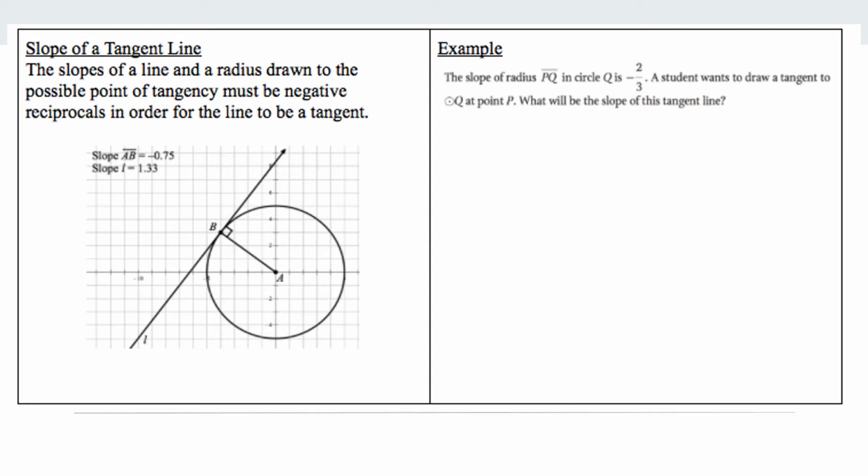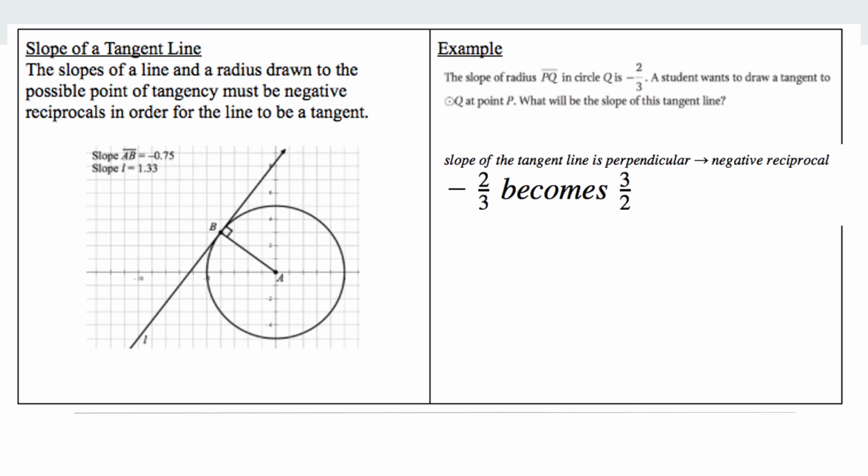So the slopes of a tangent line and the radius it intersects are negative reciprocals. So if one has a slope of 4/3, the other one would have a slope of negative 3/4. So in this case, we have a slope of the radius being negative 2/3. So ours would be flipped and positive. So it's going to be positive 3/2.